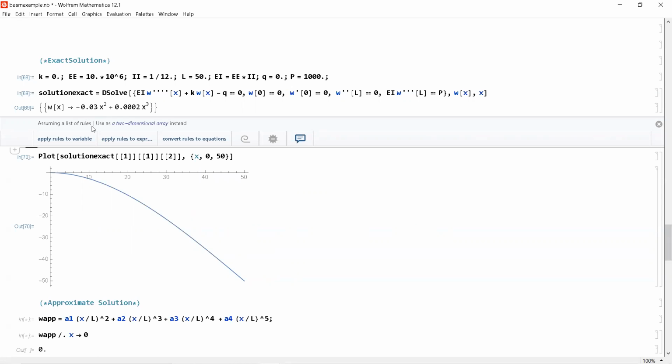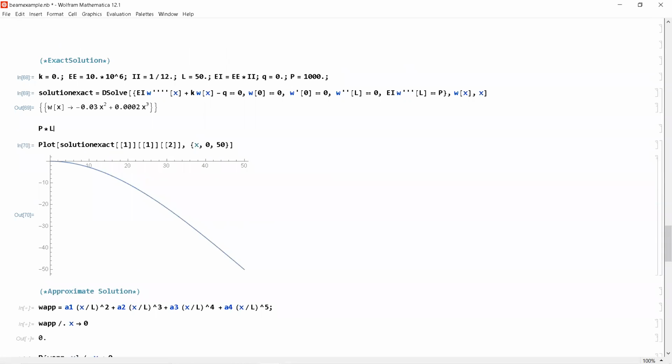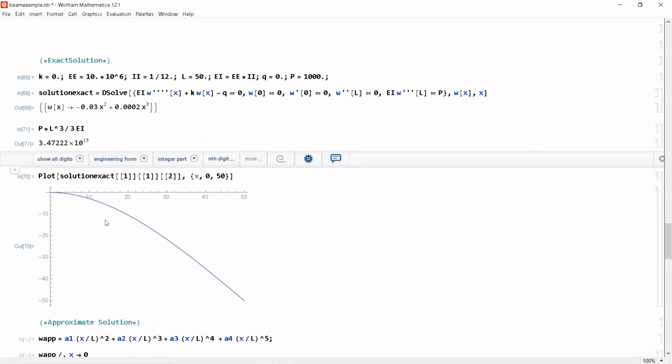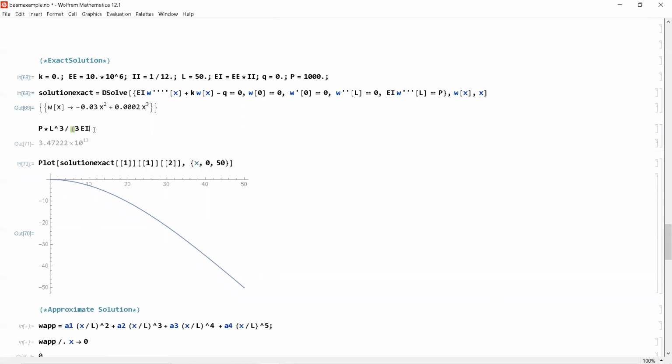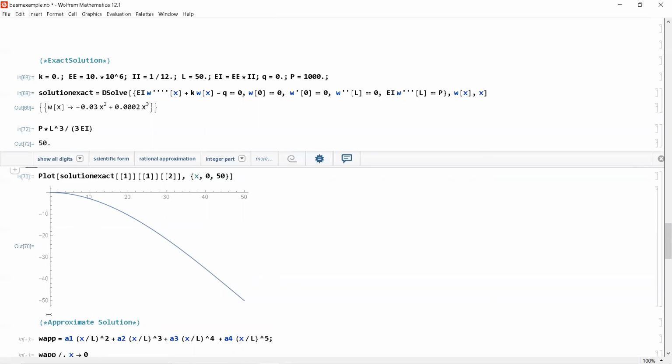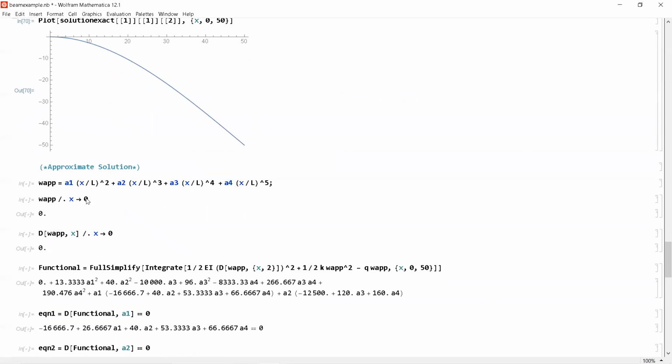So we said P times L cubed over 3EI. It should give me, well, that's a large deflection. It doesn't seem right that P times that is 10 to the 13. Oh, I know why, because I need parentheses like that. There you go, we get 50, and you can see here it's about 50. So that's correct. So if you plug in x of 50, you should get the exact solution, which is that. So that matches your hand calculations.